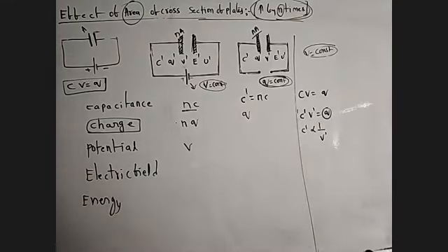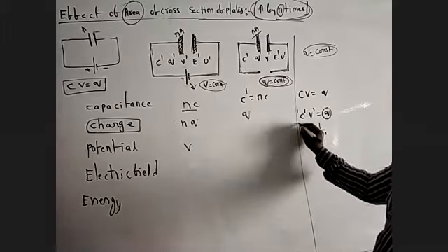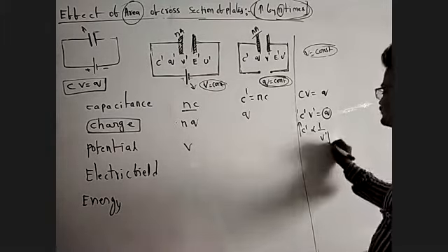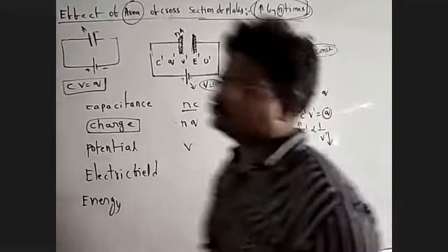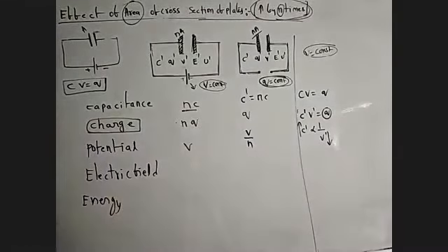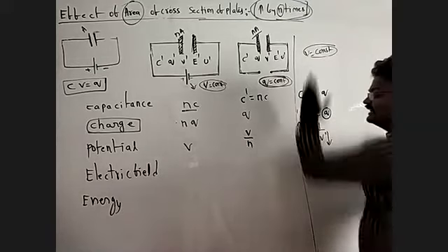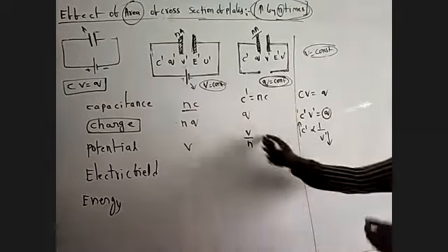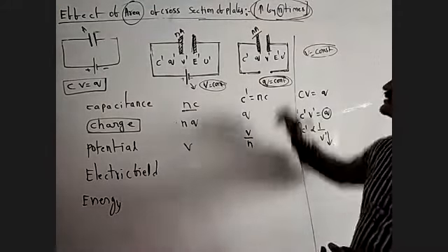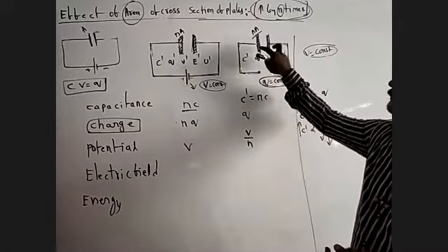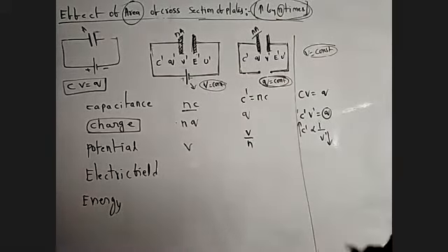So already C dash is increased. C dash increases, so V dash decreases by N times. We are writing V by N. C dash is N into C, which means increase, so V dash decreases. We write V by N. The potential decreases because the plates are not connected to the cell.